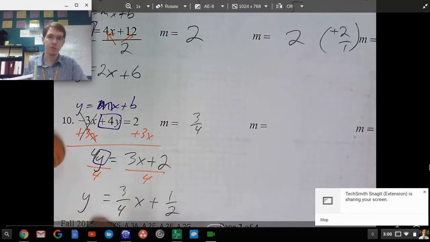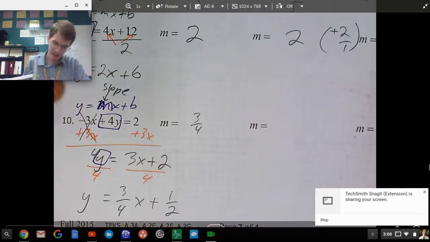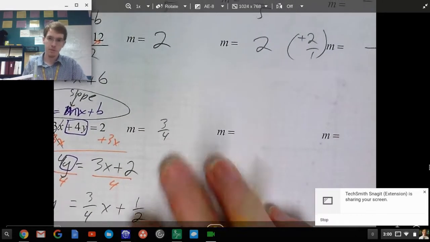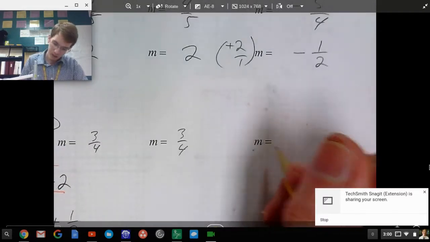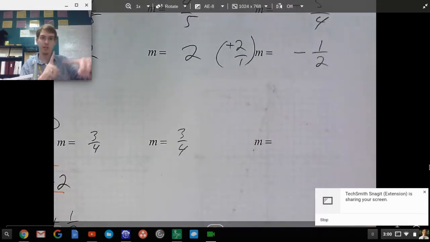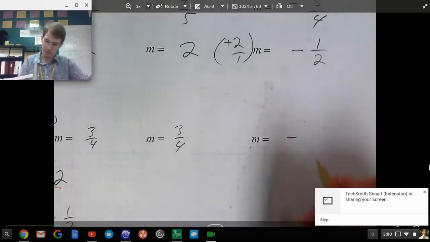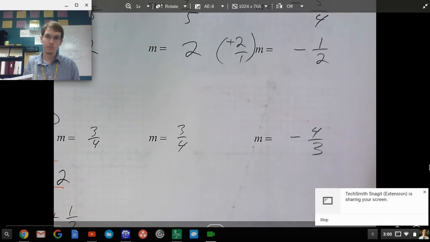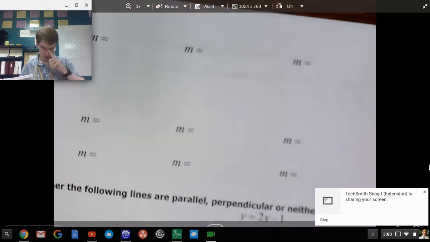Notice we couldn't get the slope until we had it in y equals mx plus b. That is our slope. We have to get into this form first before we can do any of this stuff. 3/4. So the parallel slope then is 3/4. And so the perpendicular is going to go from positive to negative. Take our fraction, flip it. Negative 4/3.